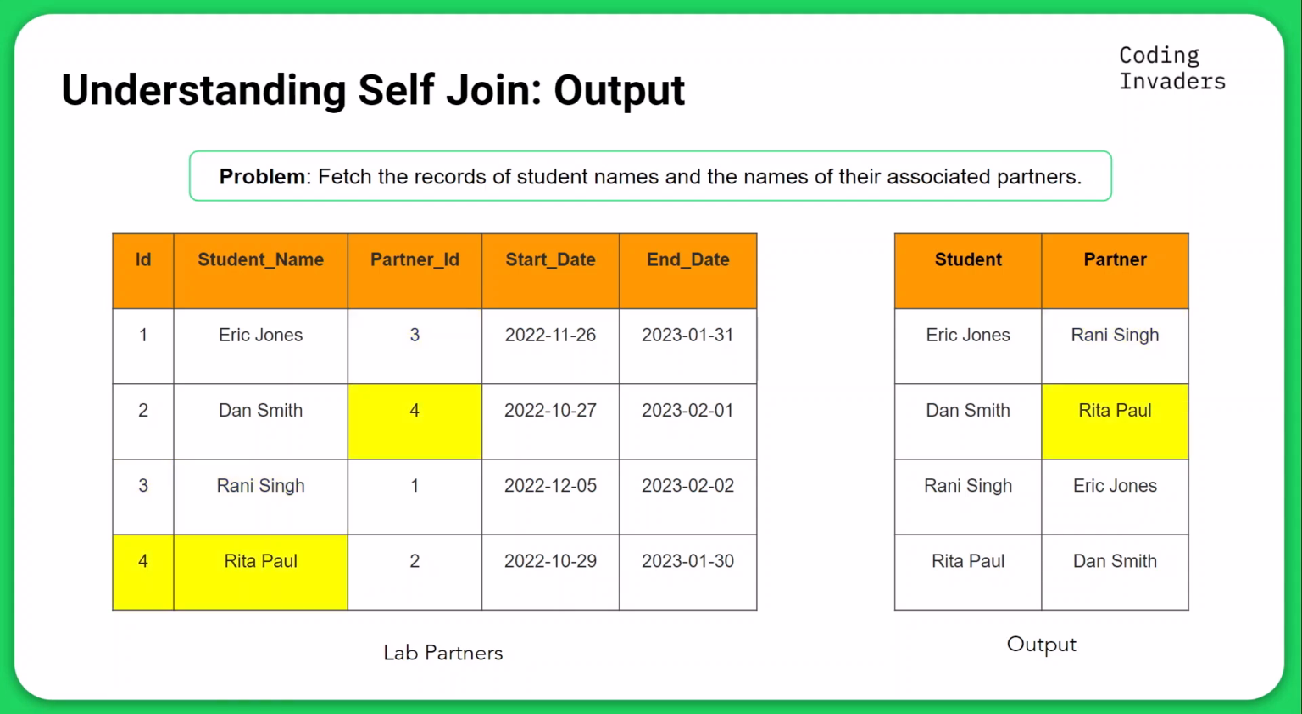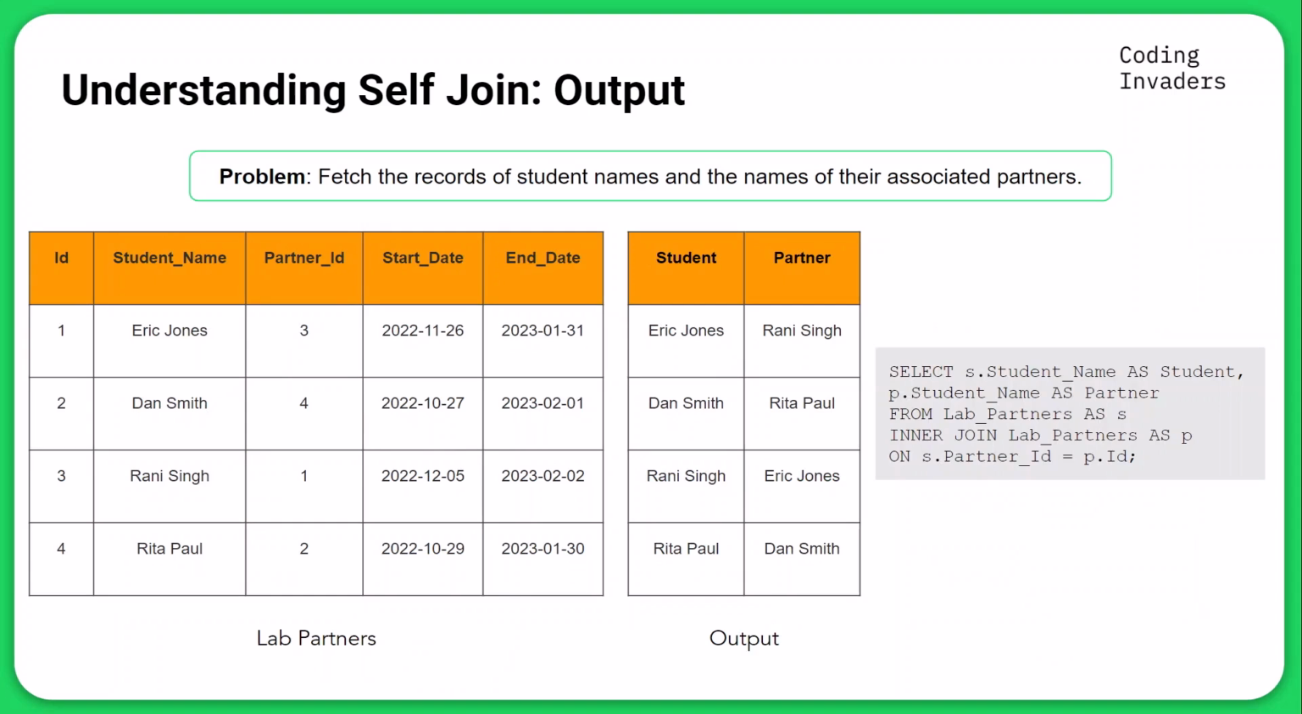Similarly, for Dan Smith, what is the partner ID? Partner ID is 4. So, 4 is the ID for which student? Rita Paul. That's why Rita Paul is the partner for student Dan Smith. And similarly, for Rani Singh, partner ID is 1. And whose ID is 1? Eric Jones. So, Eric Jones is the partner of Rani Singh. And similarly, for Rita Paul, partner ID is 2. Which student's ID is 2? That is Dan Smith. So, Rita Paul's partner is Dan Smith.